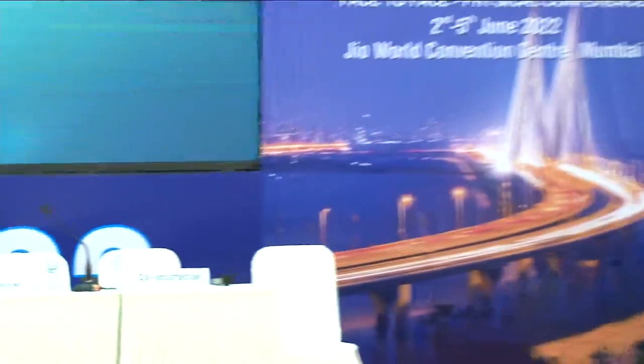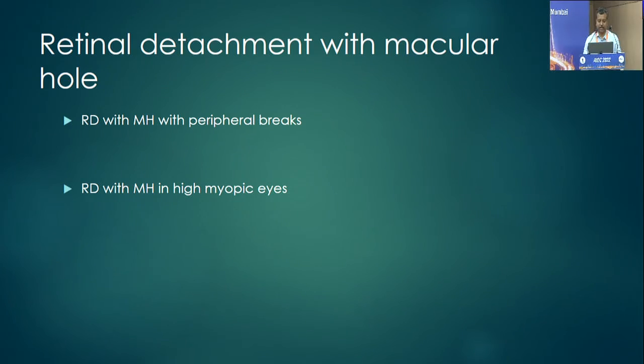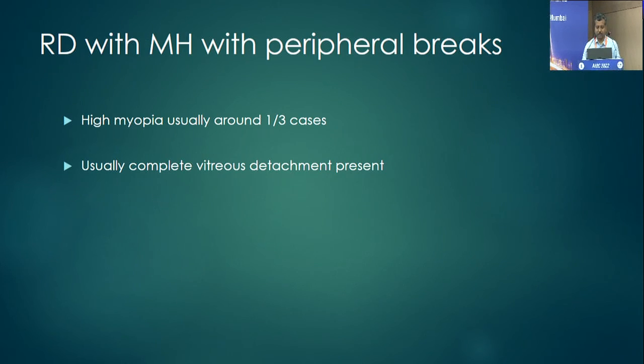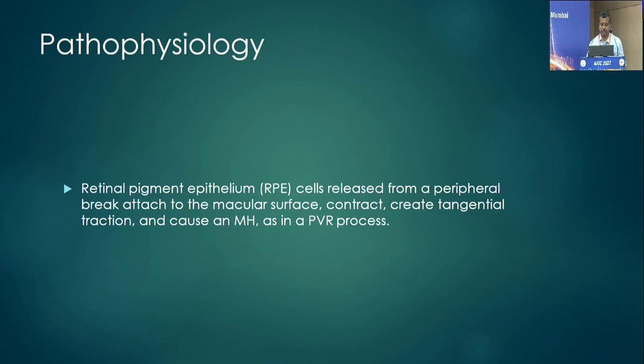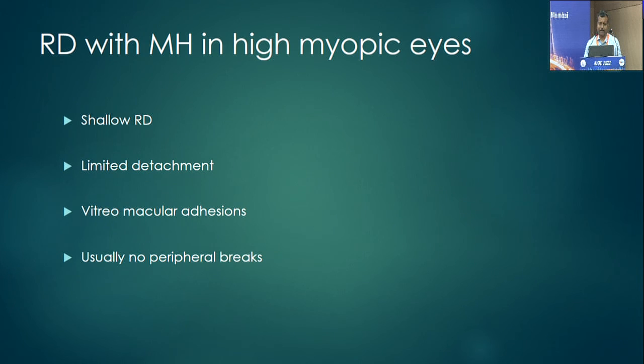I'll be speaking on macular hole with retinal detachment. Retinal detachment with macular hole can be seen in the context of macular hole with peripheral breaks, and retinal detachment with macular hole in highly myopic eyes. In macular hole with peripheral breaks, we find high myopia in around 1/3 of cases, and usually there is a complete vitreous detachment. RD in high myopic eyes is usually shallow.